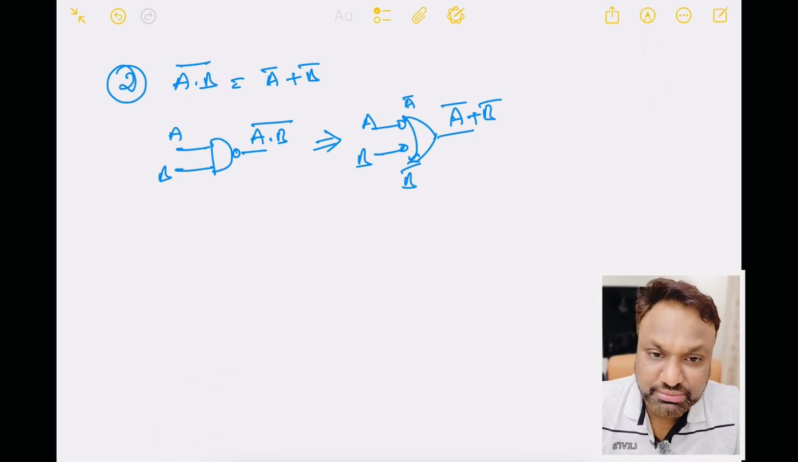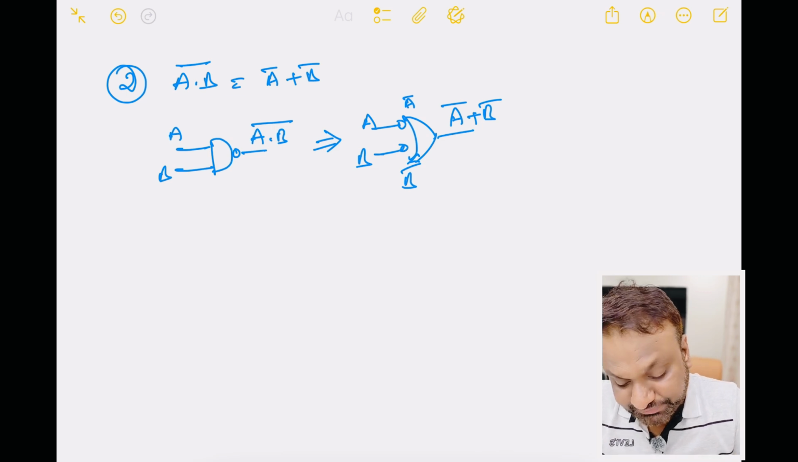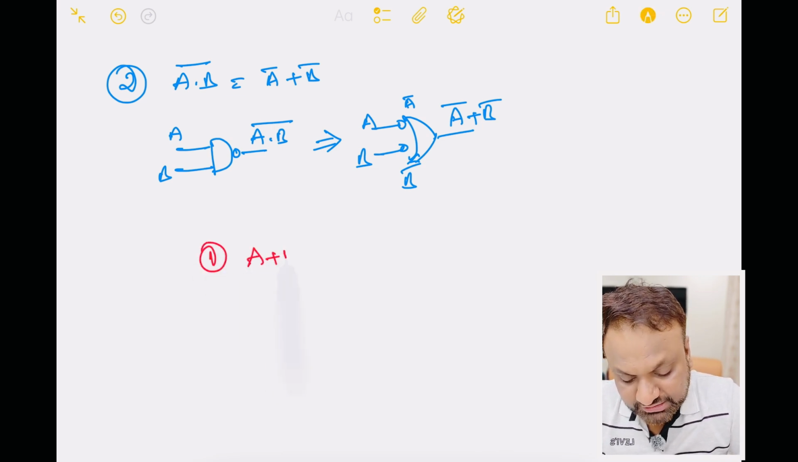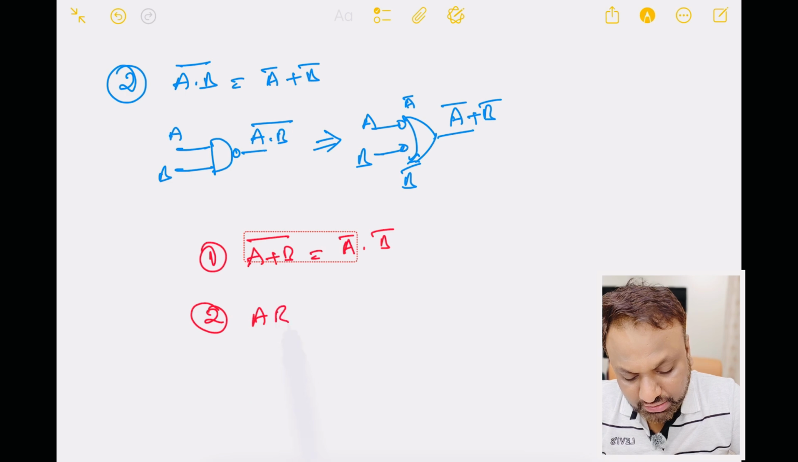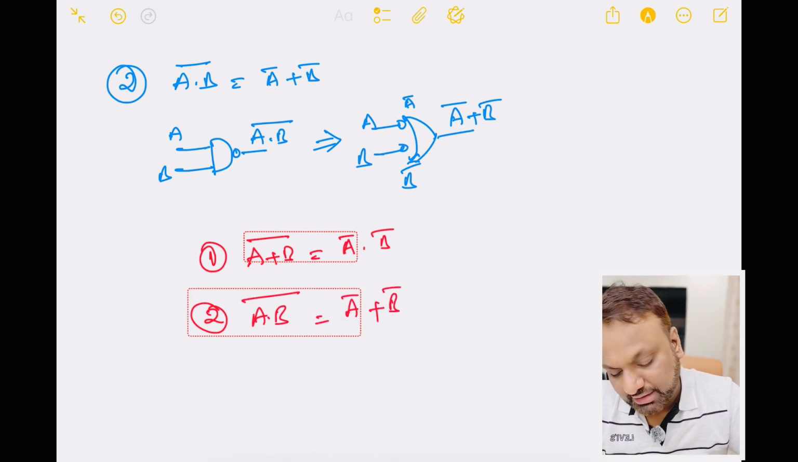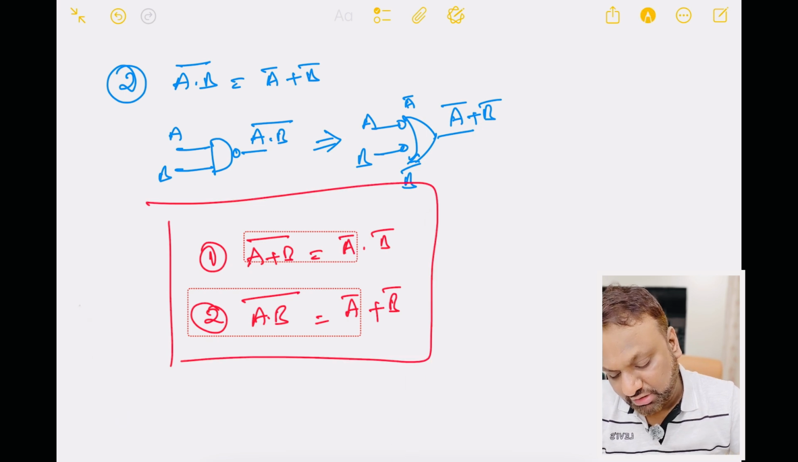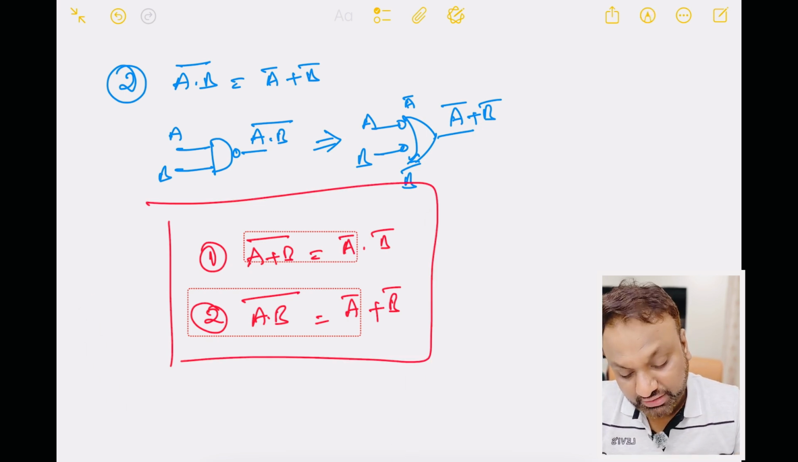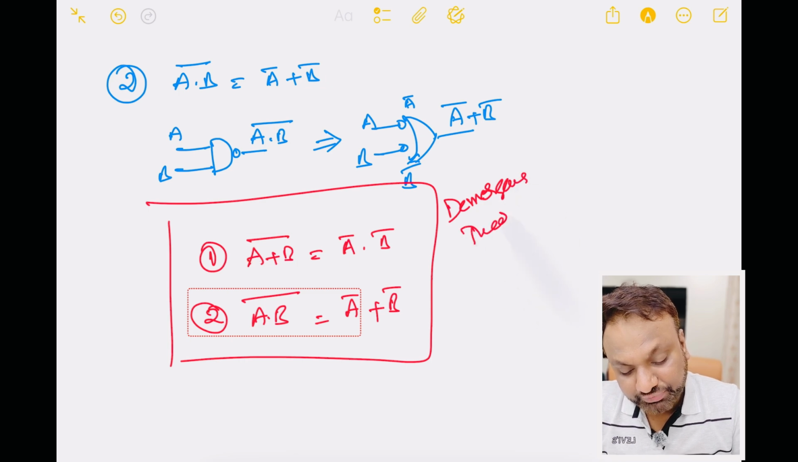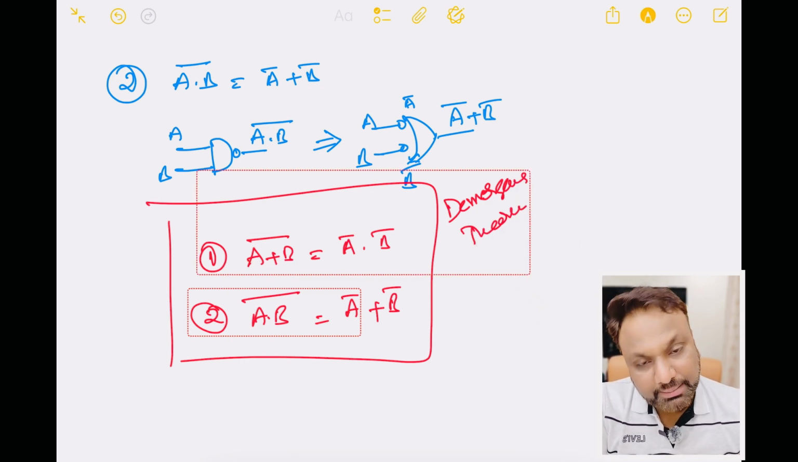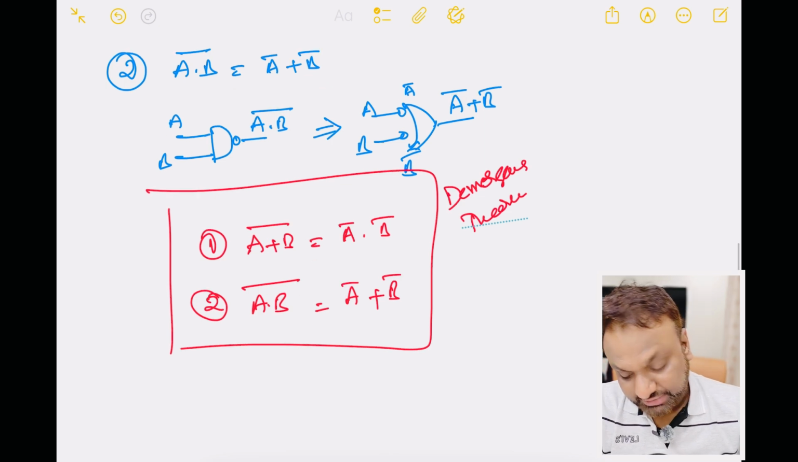By using a truth table you can prove it. So you see here, the first one was (A + B) whole bar is equal to A bar dot B bar, and the second one, (A into B) whole bar, is equal to A bar plus B bar. These two are DeMorgan's theorem, right? These are also useful for the minimization of the Boolean function.